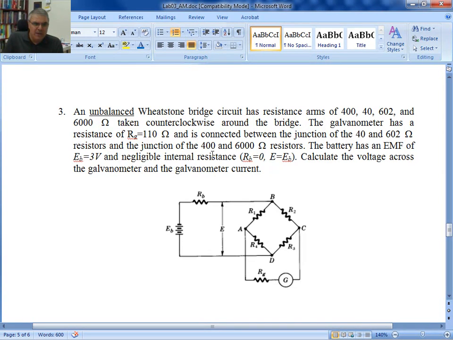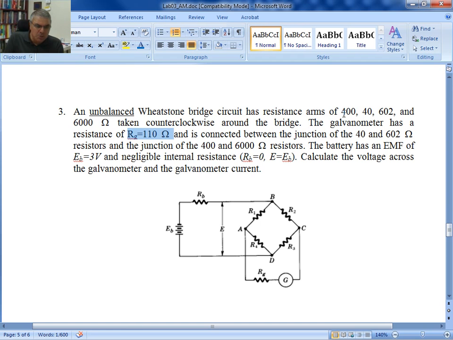So the resistance of the meter R sub G is given as 110 ohm, and is connected between the junction of the 40 and 602 ohm resistors down here, and the junction of 400 and 6,000 ohm resistor. Now here you need to be careful when that is being defined. Don't just go by R2, 3, 4, because in this schematic as shown here, it's actually clockwise. So you need to go counterclockwise, the opposite. And if you want to take it as counterclockwise, then you need to adjust the R's correctly.